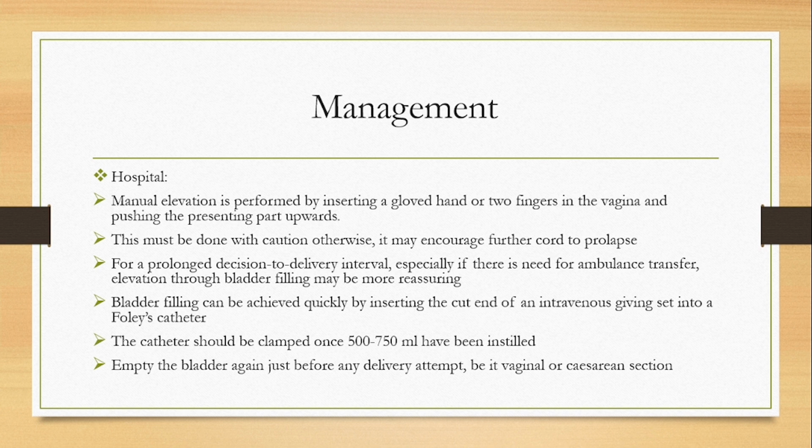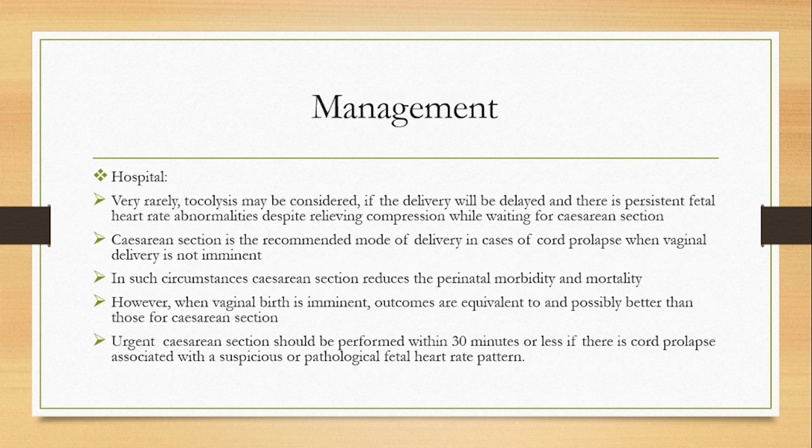If there are challenges transferring the patient to the hospital, or challenges in taking the patient to the theater, you can elevate the presenting part, and this can be done by filling the bladder, like I said, with normal saline. About 500 ml can be used to lift off the presenting part. Then you empty the bladder again just before any delivery is done, whether vaginal delivery or C-section. The bladder is emptied and the baby is delivered.